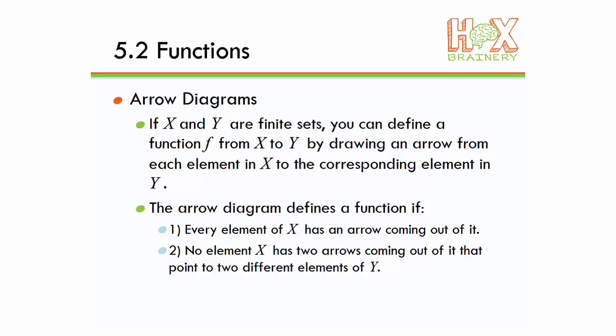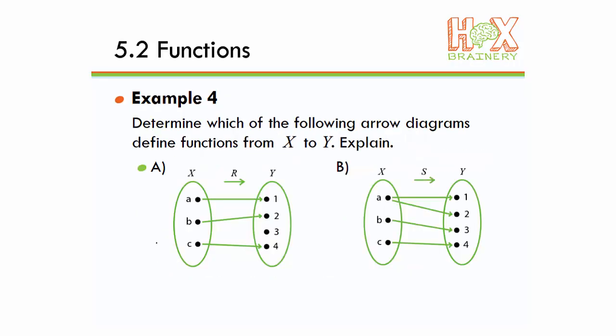Arrow diagrams. If X and Y are finite sets, you can define a function from X to Y by drawing an arrow from each element in X to the corresponding element in Y. We saw this in the previous section. The arrow diagram defines a function if 1, every element of X has an arrow coming out of it, and 2, no element of X has 2 arrows coming out of it that point to 2 different elements of Y. So for example 4, determine which of the following arrow diagrams define functions from X to Y, and explain.